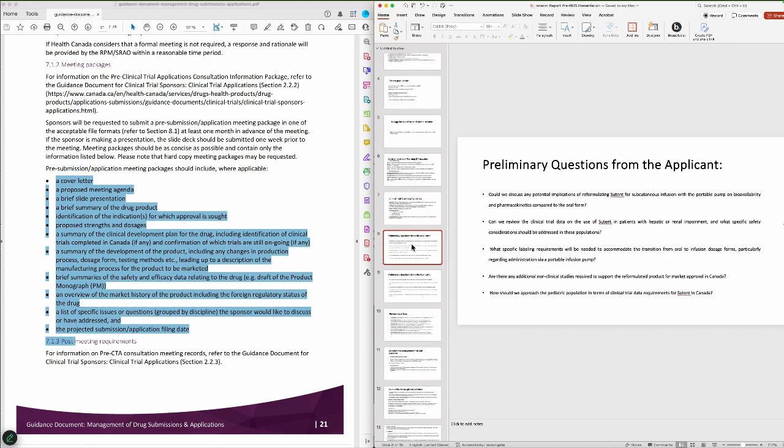Now, we continue with preliminary questions from the applicant, which is you. So here, for example, it's: could we discuss any potential implications of reformulating the drug? Because here we're talking about a combination product, so there's a drug and a device. Or can we review the clinical trial data on the use of this drug? What specific labeling requirements will be needed to accommodate the transition from oral to infusion dosage?